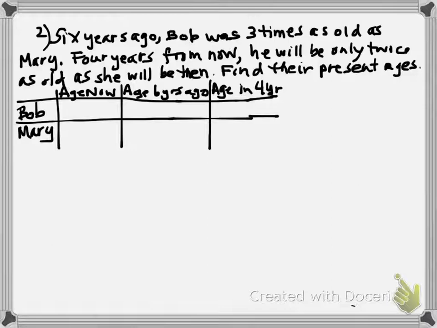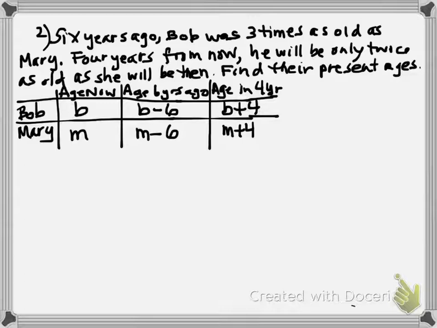So again, I'm going to choose variables to represent the people so I can track it. Bob's going to be represented by B. Mary's going to be represented by M. Okay, how do I define their ages 6 years ago if they're currently B for Bob and M for Mary? Bob would be what? B minus 6, and Mary would be M minus 6. All right, how would I describe their ages in 4 years if they're currently B and M? What would Bob be? B plus 4, and Mary would be M plus 4.